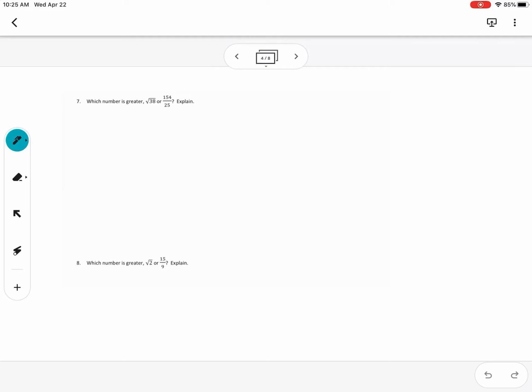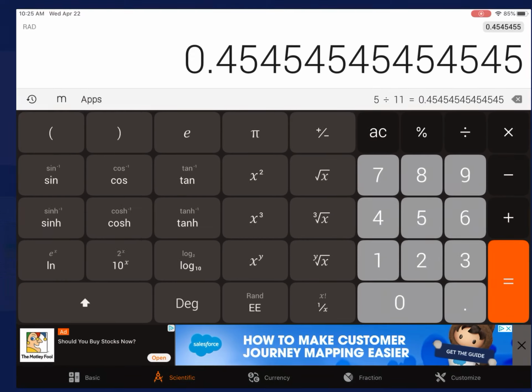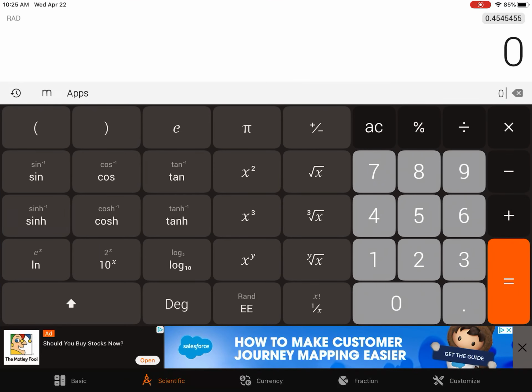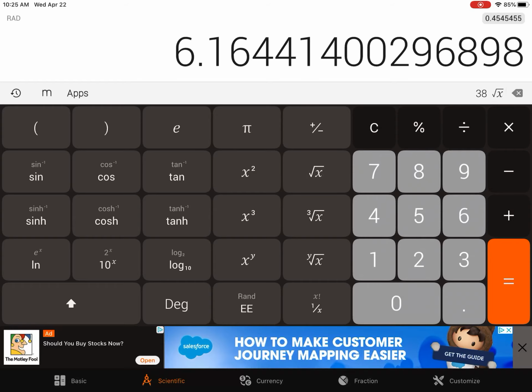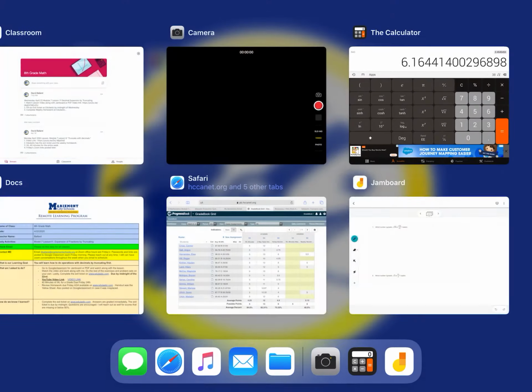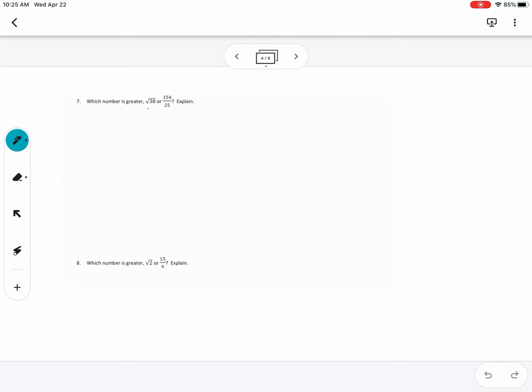Last couple here. Which is greater, the square root of 38 or 154 divided by 25? So 38 and the square root of that. So we'll call it 6.164. Now we're going to do 154 divided by 25.